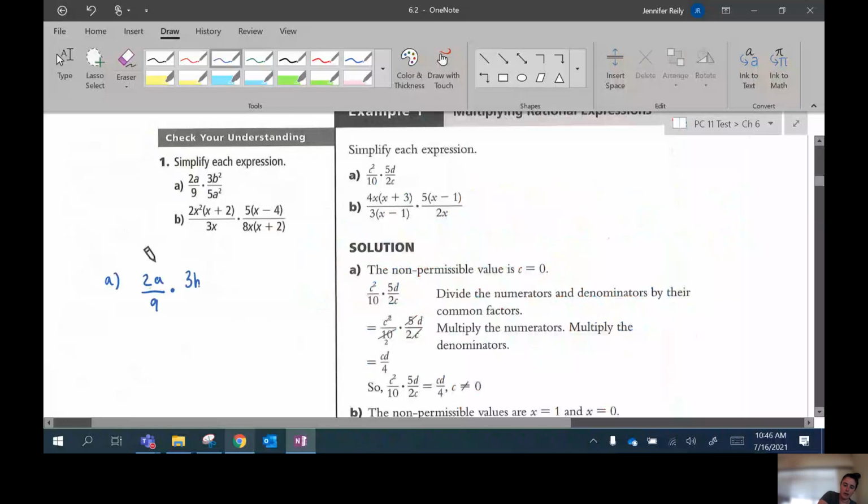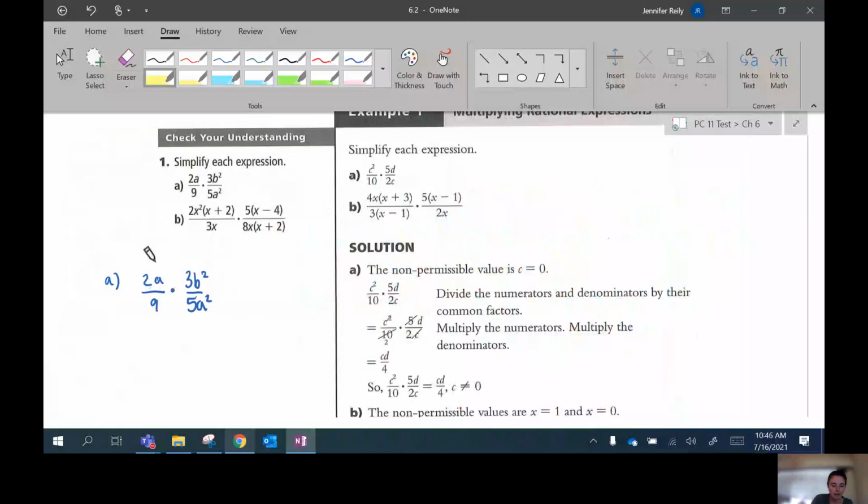3b squared over 5a squared. Okay, so canceling first. I'm going to look for anything that can be canceled, and I'm going to use my highlighting a little bit differently here. I'm going to highlight things that can be canceled out. So let's look at the numbers first. The 3 and the 9 can both be divided by 3. So I would get 1 and 3.